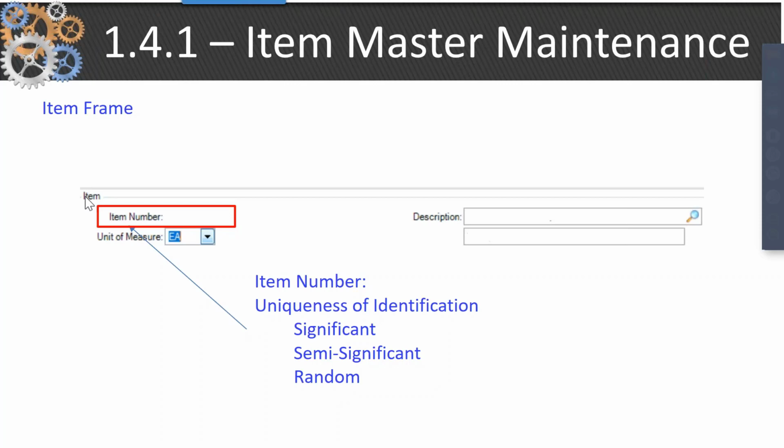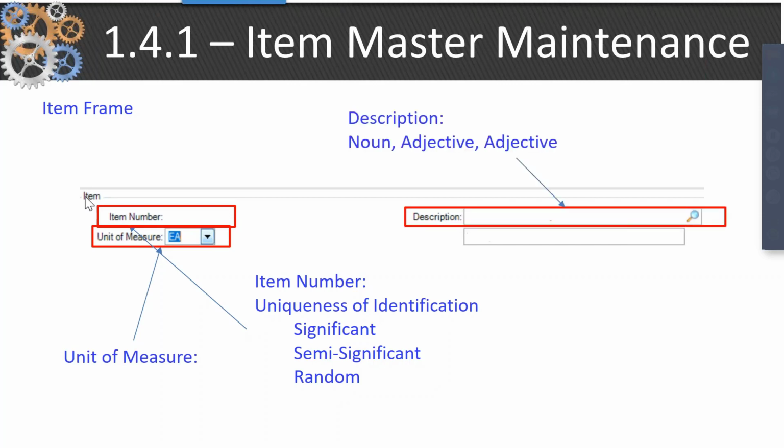So you're going to put in an item number, then you're going to have a unit of measure. And we'll talk a little bit about unit of measure a little bit later. Then there's the description field, and typically we use noun, adjective, adjective format for that. I don't like adjective, adjective nouns. It's hard to look up things.